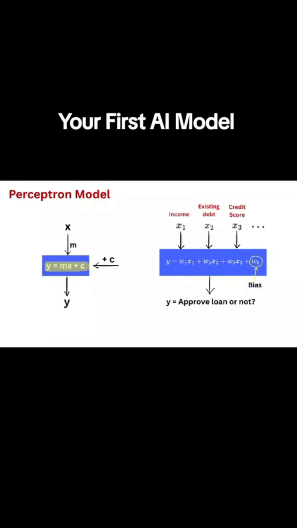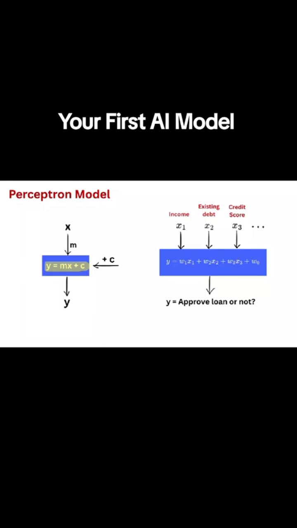And bias, w0, is like a starting push. Even if all inputs are 0, bias can still shift the output up or down. It's like saying, even before I look at anything, I am slightly biased towards something.